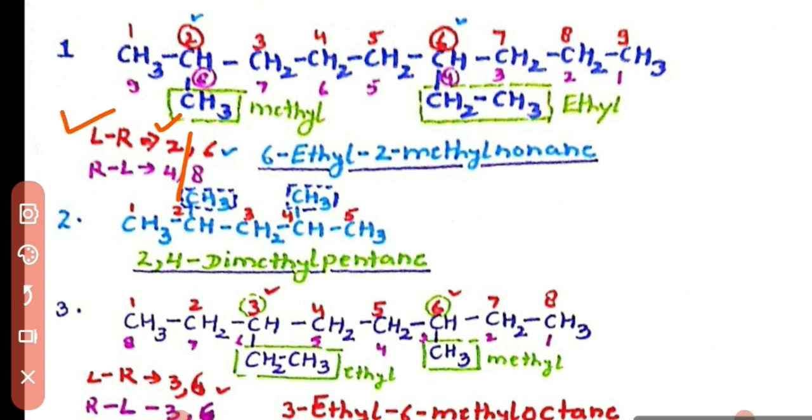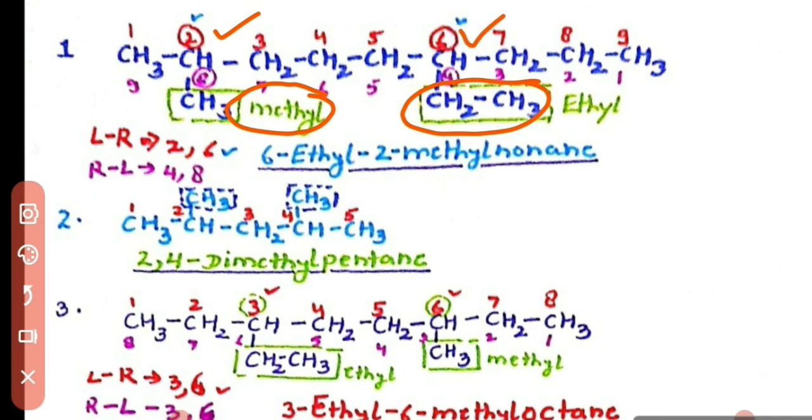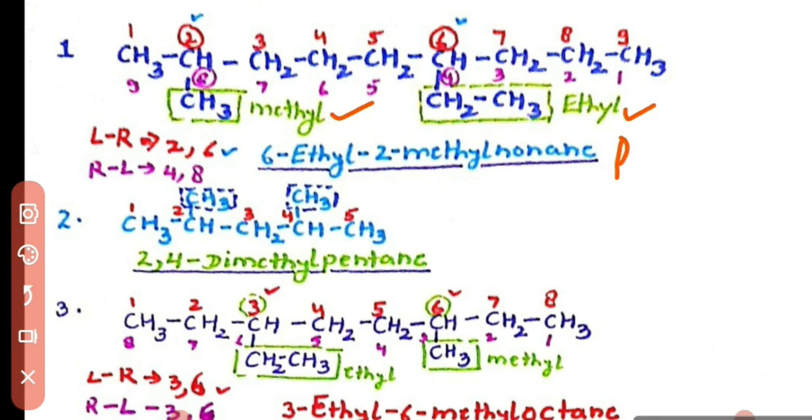So while numbering the carbons from left towards right, we get the positions of the branches at the 2nd carbon atom and the 6th carbon atom, whereas when we number the carbon atoms from right towards left, the positions of the locants are at the 4th and 8th carbon atoms. So the preferred numbering should be done from left towards right, and ethyl is placed at the 6th carbon atom and methyl is placed at the 2nd carbon atom.